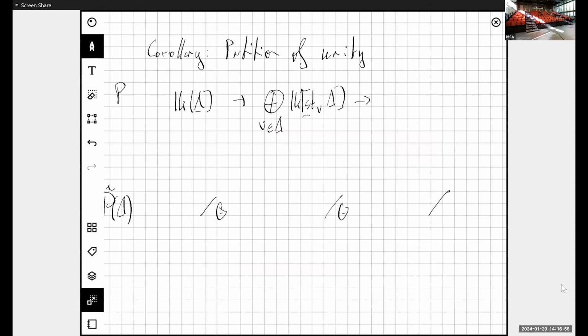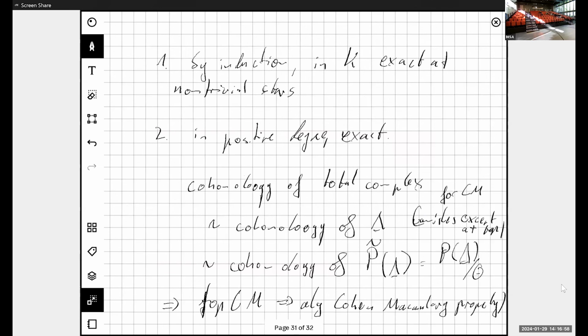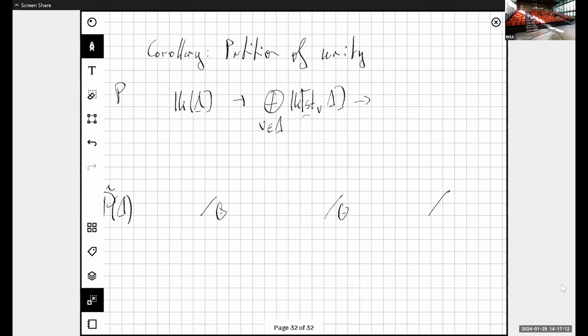And what does it say here? The cohomology of P tilde delta is exactly the cohomology of this complex delta, and it's exactly the cohomology of the total complex. So a secondary corollary I have is that if I look at K delta modulo theta, and I take the direct sum over vertices in delta 0 of K star of vertices in delta, then this map here is an injection.